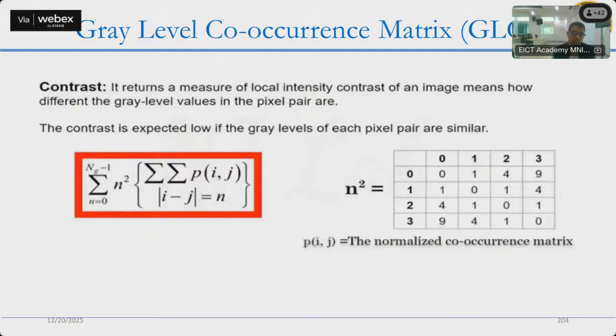Gray level co-occurrence matrix, here it returns the measure of local intensity contrast of an image, how different the gray values in the pixel pair are. So there we are showing the contrast is expected to be low if the gray levels of each pixel pair are similar. Definitely we are not going to get a different contrast when the group of pixels are similar.